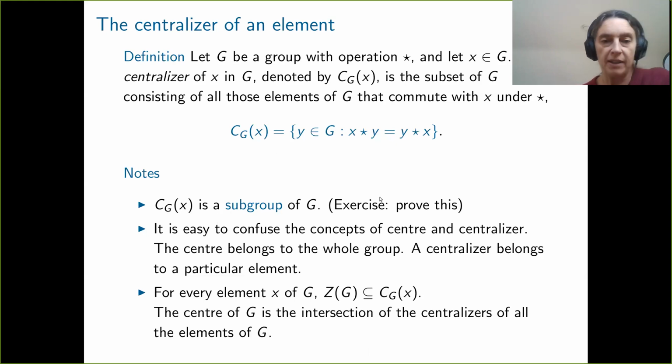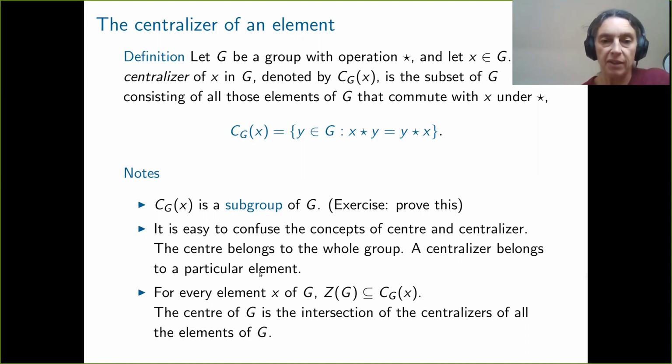Okay. Second remark is, it's really easy to confuse the concepts of the center of a group and the centralizer of an element in the group. So just to recap, the center of a group is the set of those elements that commute with everything in the group. Okay, so it's a subgroup of the group, and somehow the center belongs to the whole group. It's the set of those elements that commute with everything in sight. The centralizer of an element is the set of elements that commute with that particular element. Okay, it doesn't matter if they commute with anything else or not. So the centralizer of an element belongs to a particular element. The center of a group belongs to the whole group.